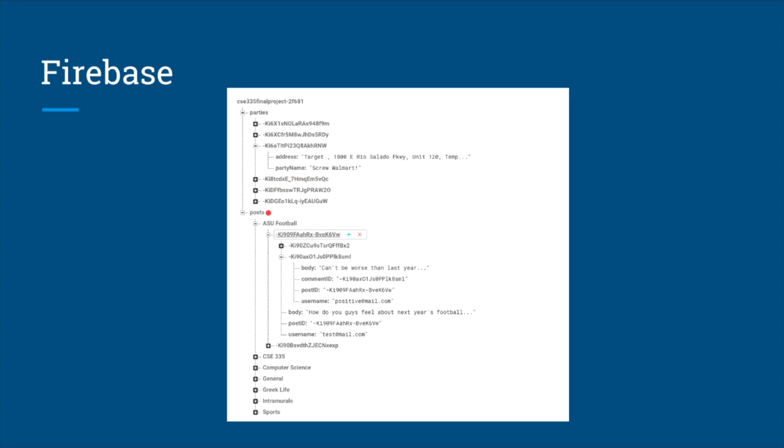And when we look at posts, we go down one level and we can see all the categories that we have, the classes even. We have ASU football, CSE 335, computer science, etc. So if we go down and we click on a post, these are auto-generated IDs for posts. We have the post body, the ID, and the username. And then if a user comments on a post, it's saved into the same ID of the auto-generated one here. So here's an example comment for that post, which has the body, the comment's ID, the post ID, able to reference right here, as well as the user who posted it. So that's the main outline of my database structure.